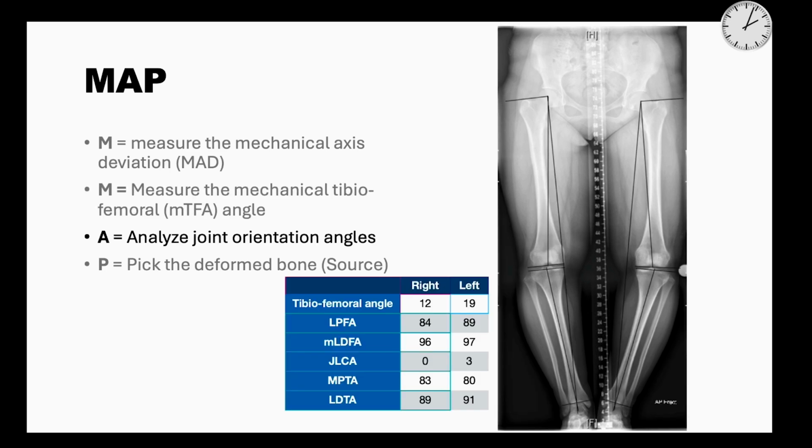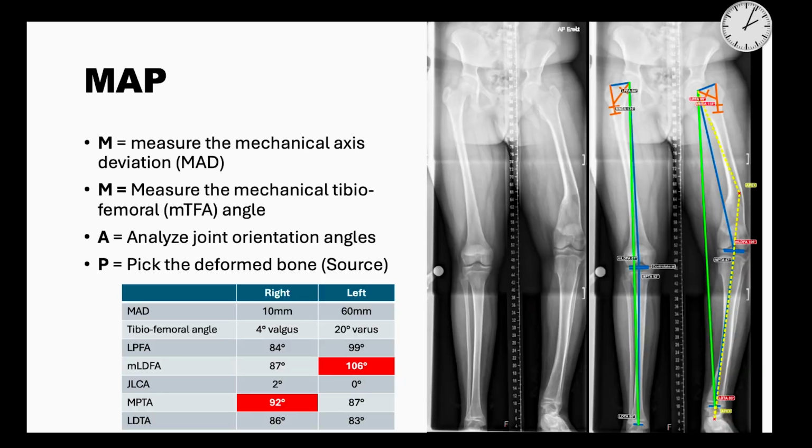Analyze joint orientation angles. In a given X-ray, for example, bilateral genu varum deformities with 12 degrees varus on the right and 19 degrees on the left can be observed. The right side varus deformity arises primarily from the distal femur and proximal tibia. The left side varus deformity is further compounded by an abnormal JLCA. In another example, a 20 degrees left side varus deformity is attributed mainly to an abnormal mLDFA.